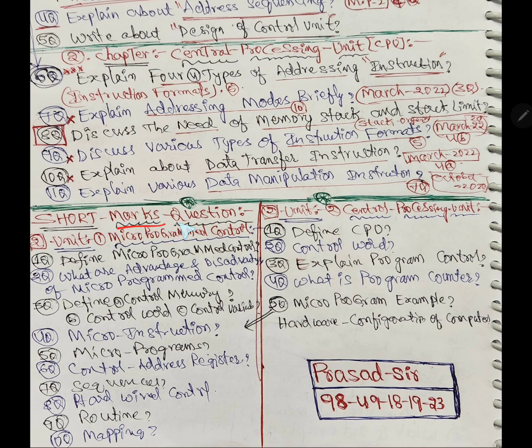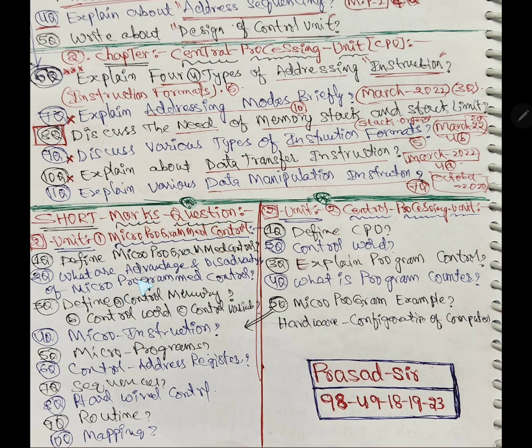Next, here are the short-mark questions for the second unit, microprogram control, first chapter. Define microprogram control. What is a microprogram? Micro means the smallest program to design the control unit. For designing the control unit, we can design in 2 ways: microprogram and hardwired. Hardwired is nothing but hardware, gates: AND gates, OR gates, NAND gates. With the gates we can design, or we can design with the programs also.